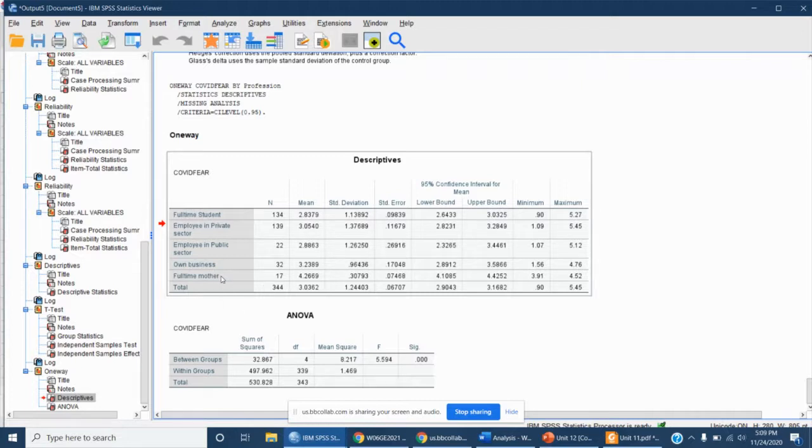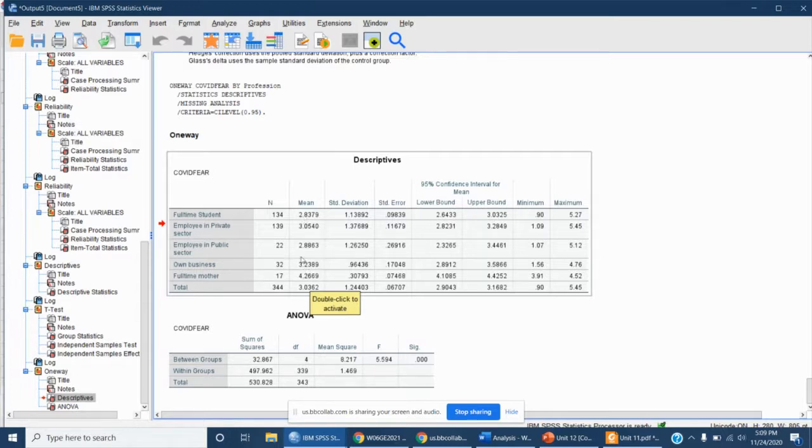So they perceive that COVID is a serious threat. Whether these differences are significant or not, remember that in ANOVA, if our hypothesis needs to be confirmed, at least two groups should have significant differences. Now, just at face value, it looks like the mean difference is pretty large.